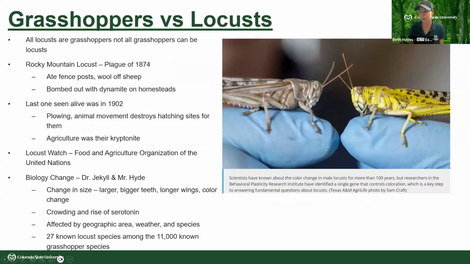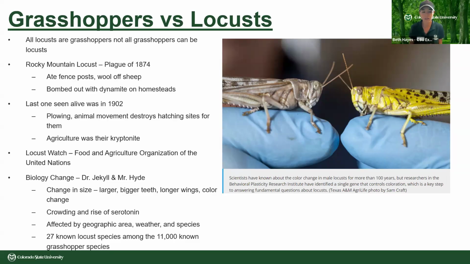All right, so everyone asks, are the grasshopper plague levels we're seeing, are these locusts? What does this mean? So in the United States, we actually haven't had locusts since the 1800s, which is great news for us, but they do exist in other places around the world. The other big takeaway is that all locusts are grasshoppers, but not all grasshoppers can become locusts. There's 11 identified species of grasshoppers that can become locusts.